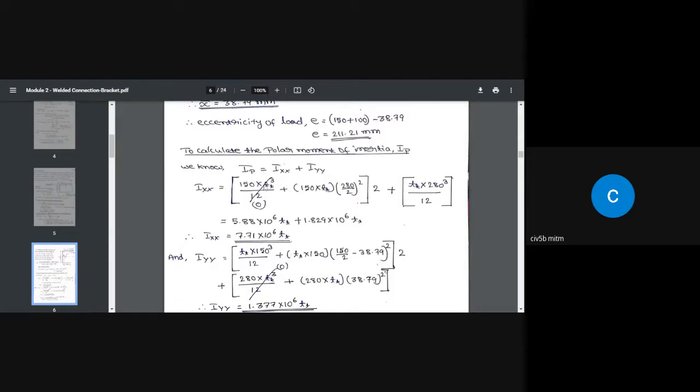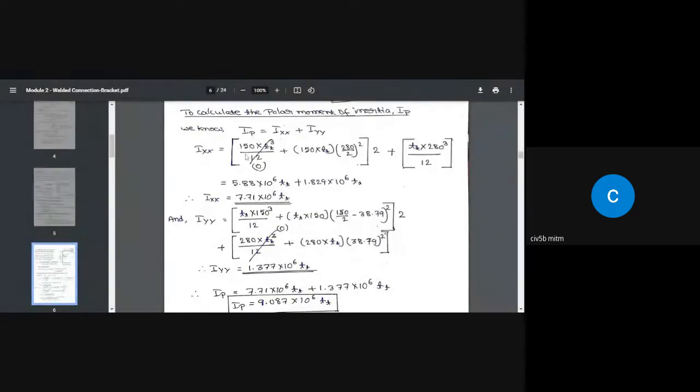If you include this, the Tt value is not going to change much. Okay, Tt value is going to remain the same. So I'm ignoring it just to make our life simple. I got Ixx equal to 7.71 multiplied by 10 to the power of 6 Tt.